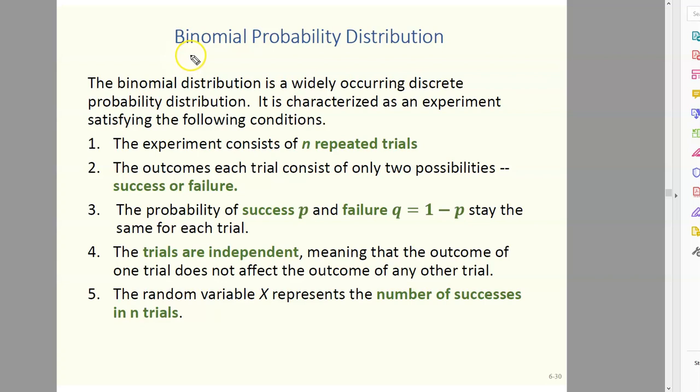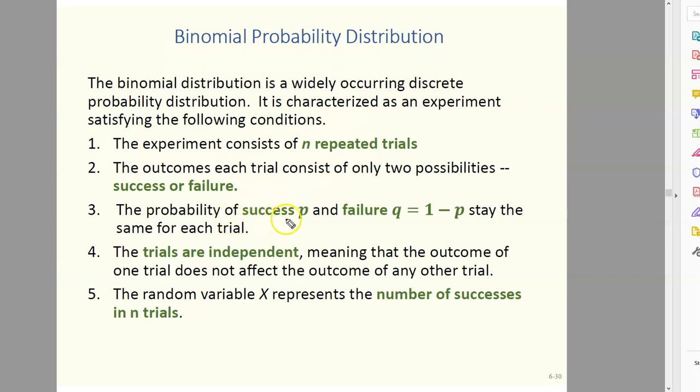In this video, we're going to go over binomial probability distributions along with a few examples. So first of all, a binomial probability distribution is characterized as an experiment with the following conditions. First, you have an experiment that is repeated n times. Also, the outcome of each trial consists of only two possibilities. You either get a success or a failure.